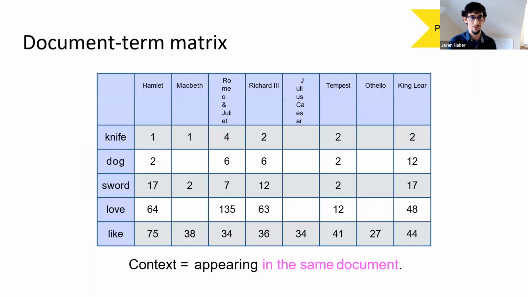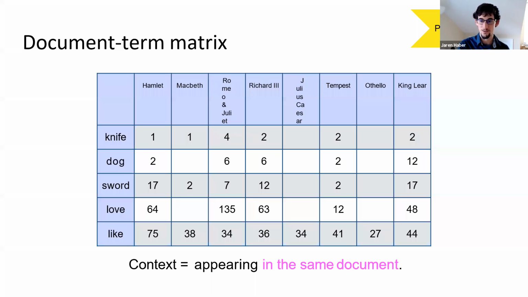Okay, another very common thing you'll see, and we'll play with this, is a document term matrix. And that is exactly what it sounds like. You've got the documents on the top, the terms on the side, and their intersection in this matrix indicates how many times each one occurs. So in Hamlet, this is the toy example, let's say the word knife occurs once, the word sword 17 times, the word like 75, and in Tempest, the word dog occurs twice. I can assure you it doesn't, but again, it's just an example. And this is one notion of context. In this case, it means they are occurring in the same document.